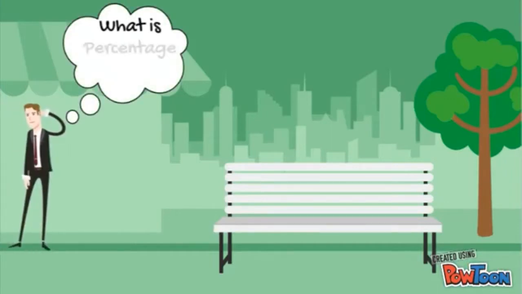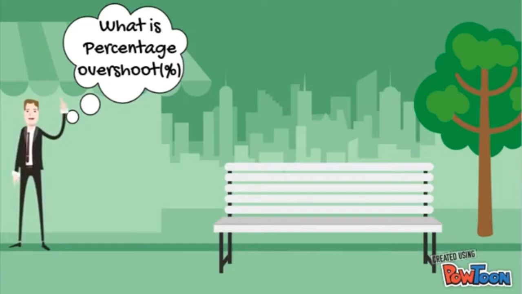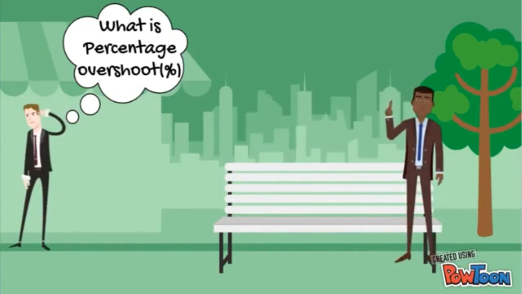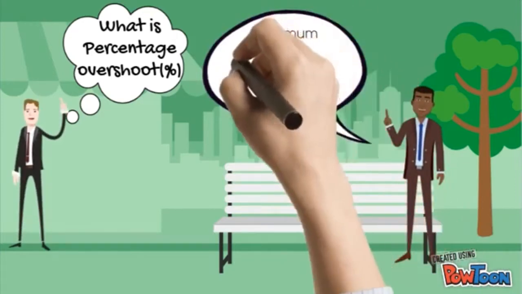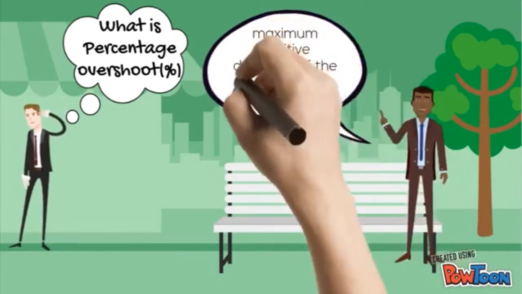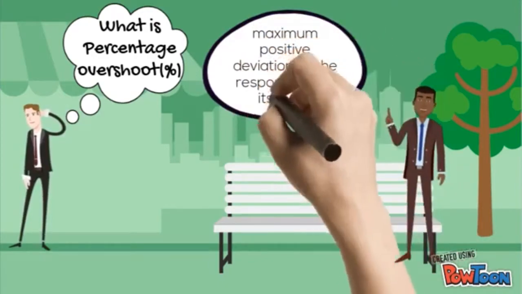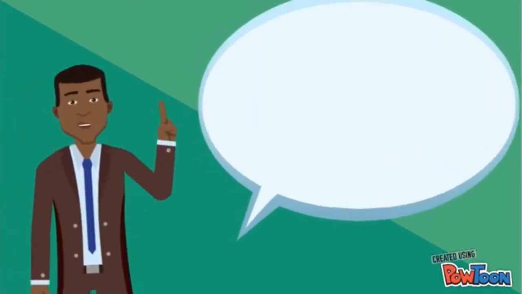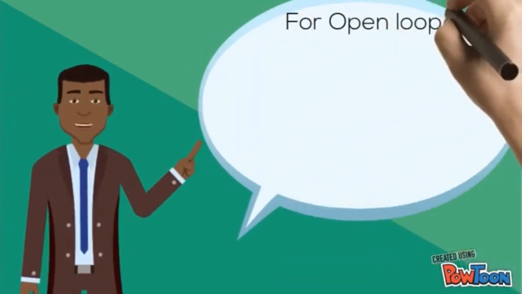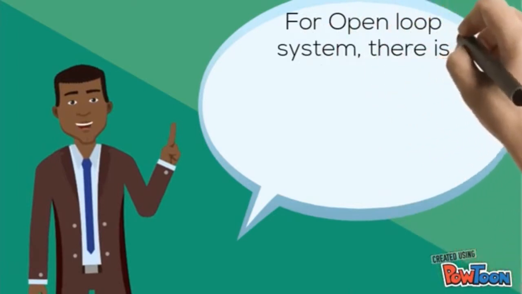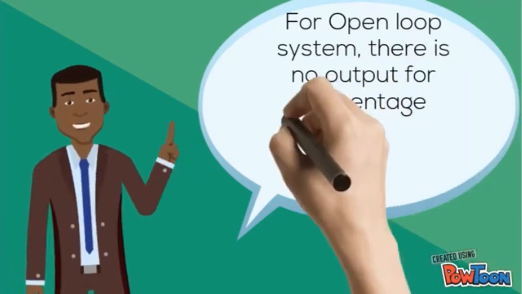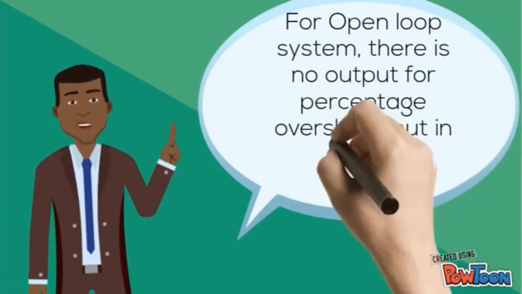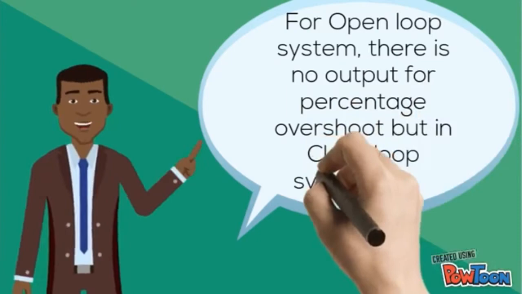What is percentage overshoot? Percentage overshoot is the maximum positive deviation of the response from its final value. For open loop system, there is no output for percentage overshoot, but in closed loop system it is 4%.